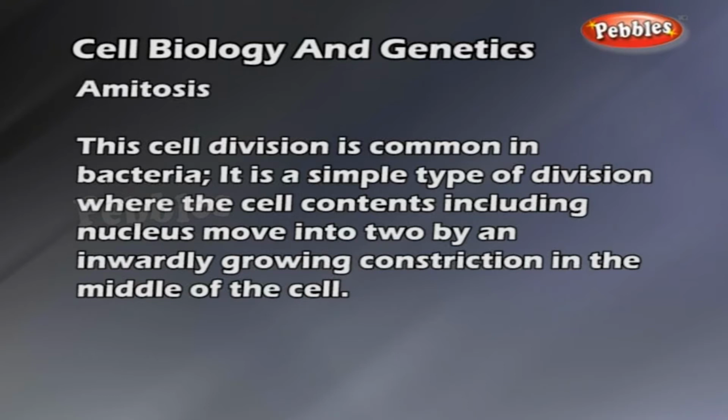Amitosis. This cell division is common in bacteria. It is a simple type of division where the cell contents, including the nucleus, divide into two by an inwardly growing constriction in the middle of the cell.